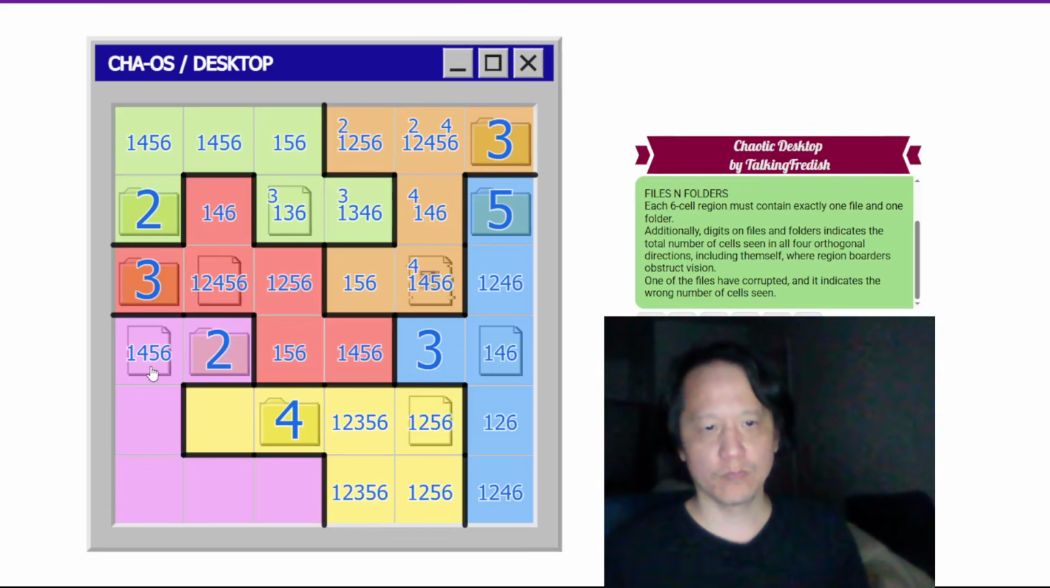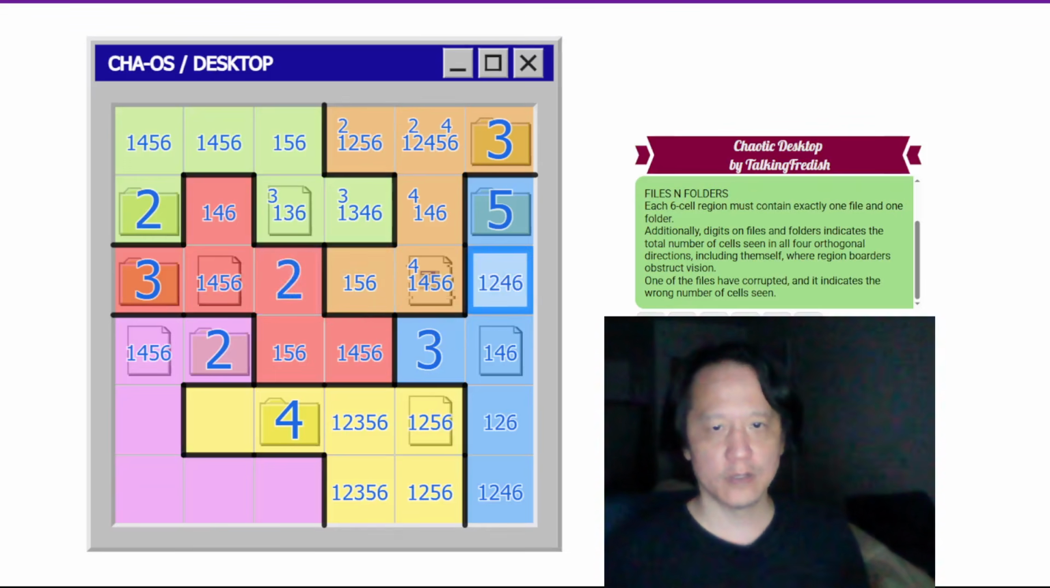2 eliminates 2 in the rest of the box. Where is the 2 in the red region? Can't be here, can't be here, can't be here. So it must be there. That eliminates 2 here.